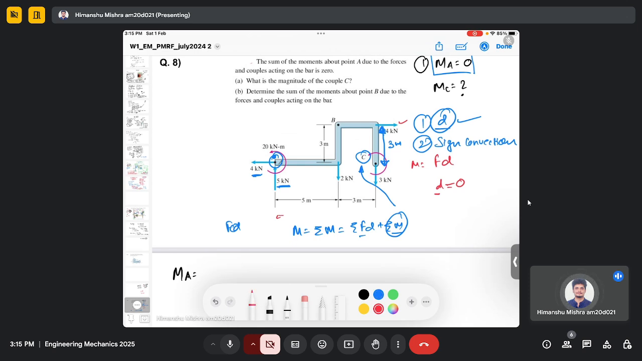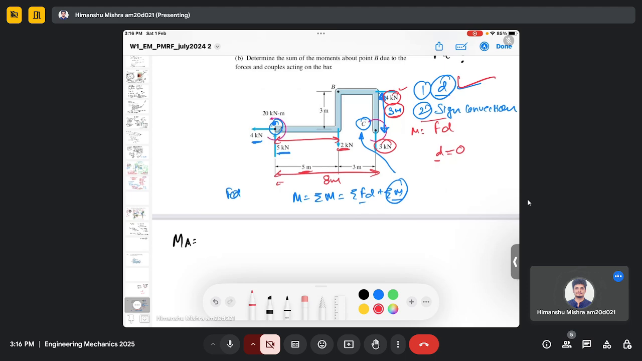But the 2 kilonewton force here has this perpendicular distance which is 5 meter, and it will create a movement. The same for the 3 kilonewton force, it has a perpendicular distance of 8 meter, and it will create a movement about point A. And this 4 kilonewton force will also have a movement about point A because it has a perpendicular distance of 3 meter. So we identify perpendicular distances for all the forces.